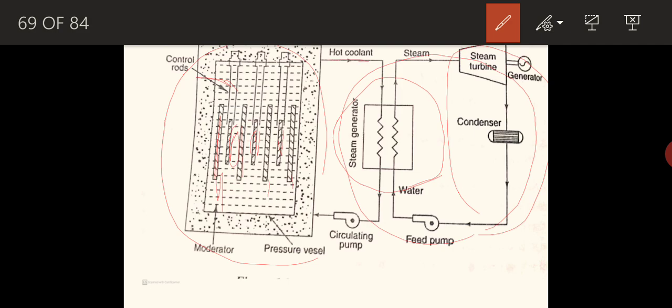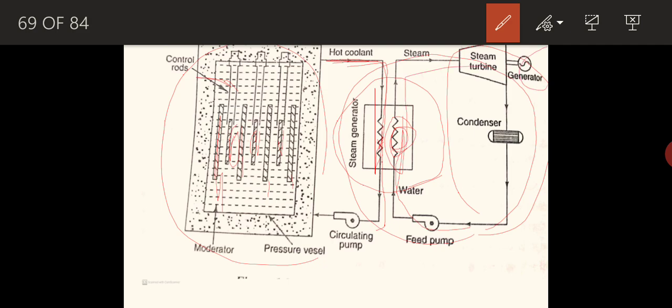You can see that the hot coolant will be circulated from the nuclear reactor through this line, and it is passed through the steam generator. This hot coolant is passing through one pipe of the heat exchanger of the steam generator. Through the other pipe the water will be flowing. You can see the feed pump; water will be flowing in the opposite direction. The heat energy from the hot coolant is absorbed by the water, so it changes its phase into high pressure steam. That steam is fed to the steam turbine.